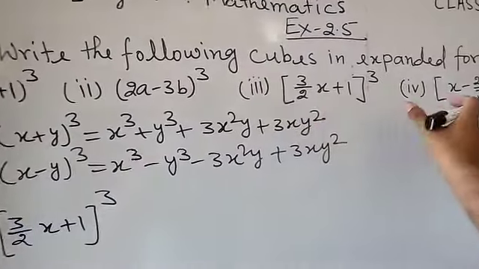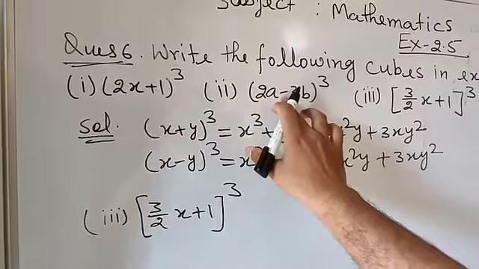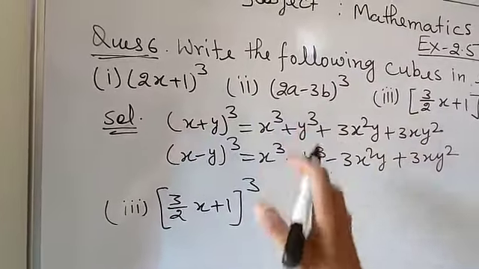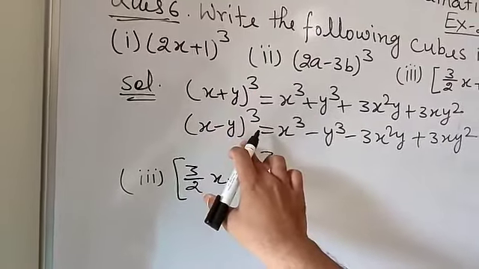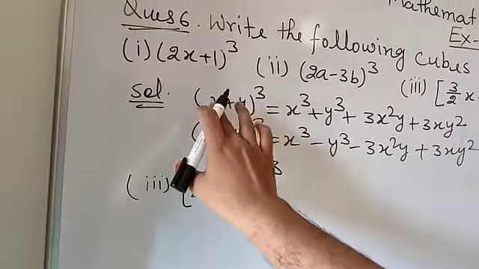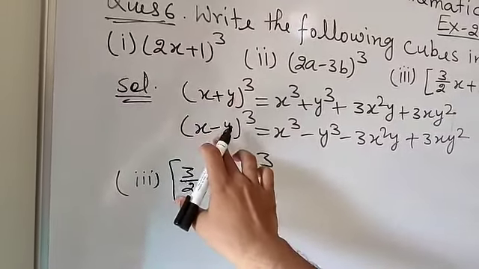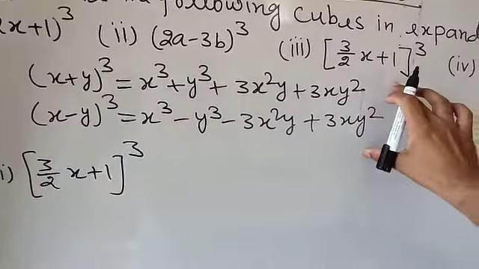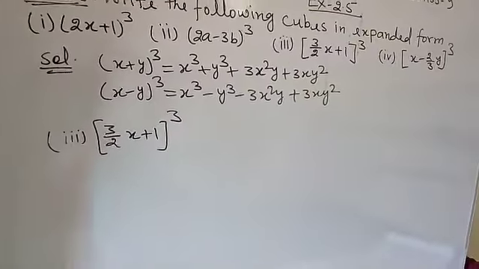So here four parts are there and all the parts are similar. In certain questions a minus sign is there and in some questions plus is there, and here it is the cube. So I have given the two identities for the cube, x plus y whole cube and x minus y whole cube. If positive terms are there in the bracket, you will use x plus y whole cube, and if a negative term is there, x minus y whole cube. Both identities will be used to solve all the questions from question number 6.